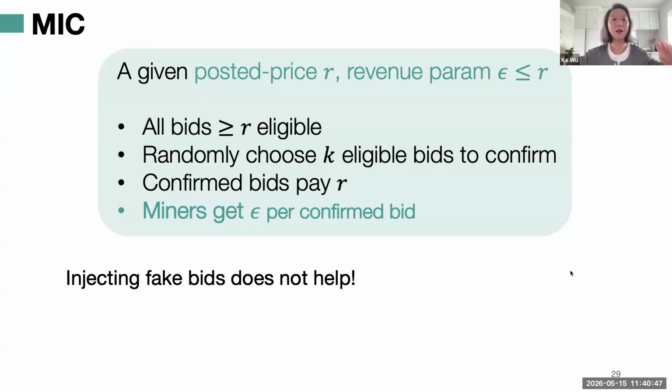Okay. For the miner, the miner can only inject fake bids. There's nothing else it can do. If it injects some bids that are not eligible, it's not changing anything. If it injects eligible fake bids, then once that fake bid gets confirmed, this miner will have to pay for that fake bid, whereas it is only getting a small portion of the revenue out from that posted price. So injecting fake bids will not increase the miner revenue.